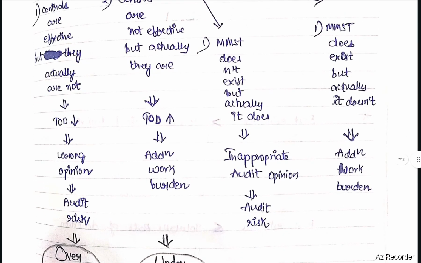Material misstatements do not exist, but actually they do. We have concluded that material misstatements are not there, but actually material misstatements exist. In such a case, we express an inappropriate audit opinion. It is an audit risk.